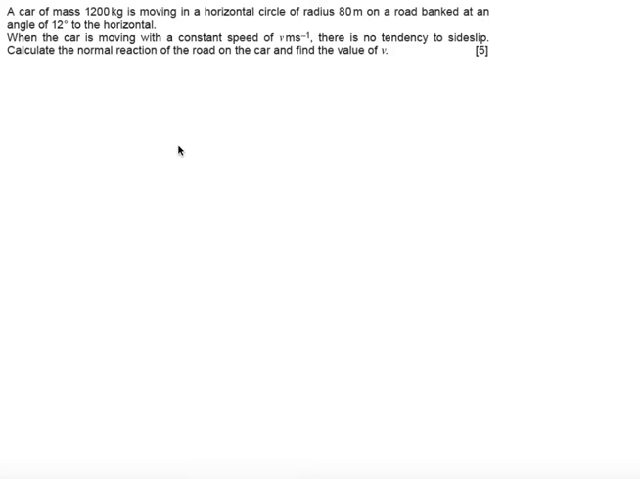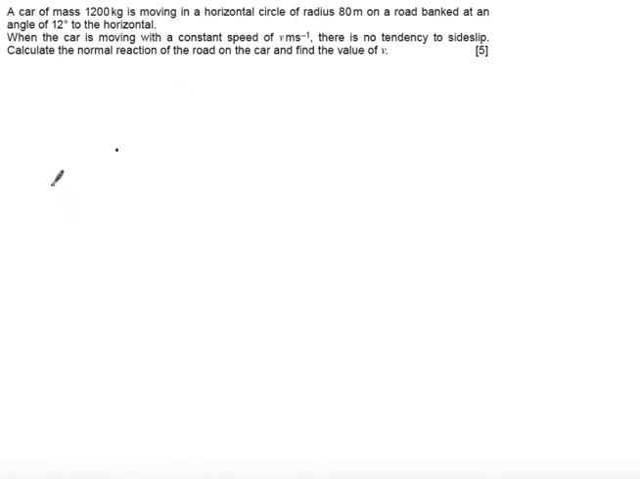1,200 kilograms, is moving in a horizontal circle of radius 80 meters on a road banked at an angle of 12 degrees to the horizontal. When a car is moving with a constant speed of v meters a second, there is no tendency to slip. We want to calculate the normal reaction of the road on the car and find the value of v.